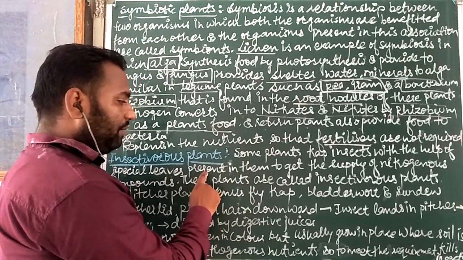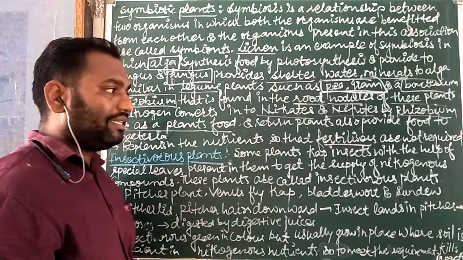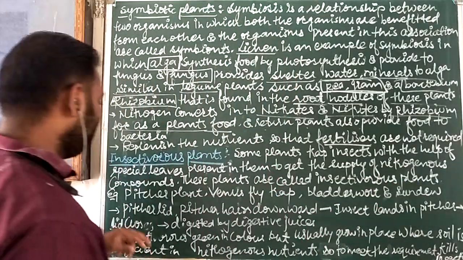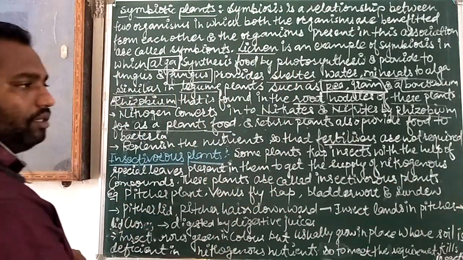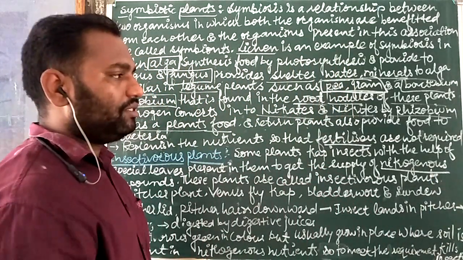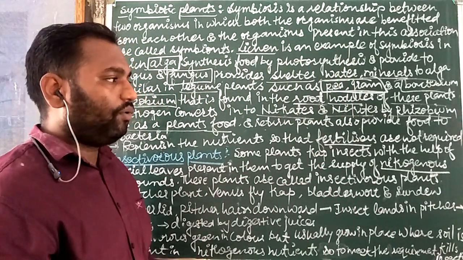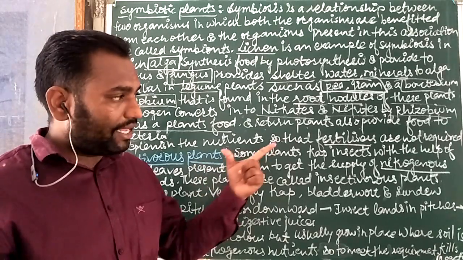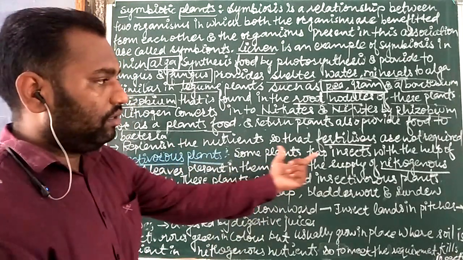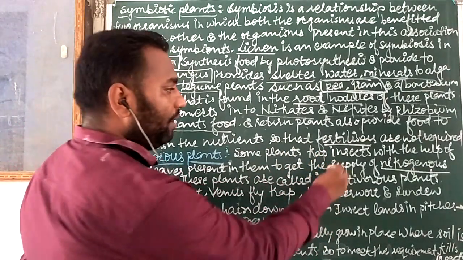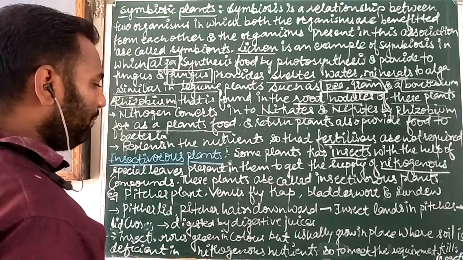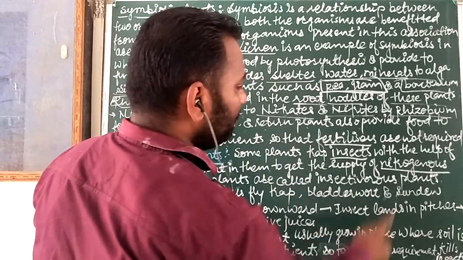Okay, so you can also see in your textbook that to get the supply of nitrogenous compounds, these nitrogenous nutrients are the nutrients for the insectivorous plant, and these nitrogenous nutrients can only be fulfilled by insects. Okay, only by the insects. So the nitrogenous compounds. These plants are called insectivorous plants.